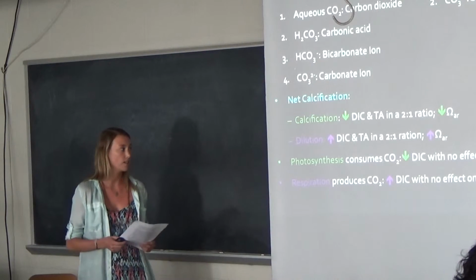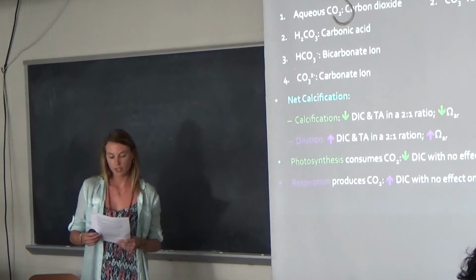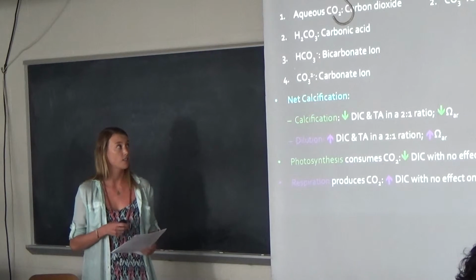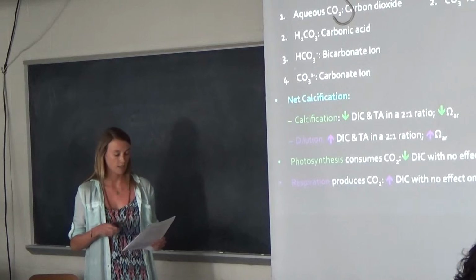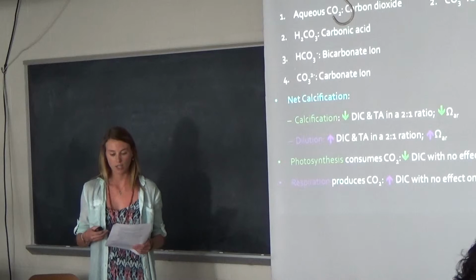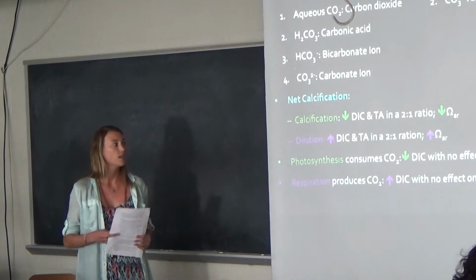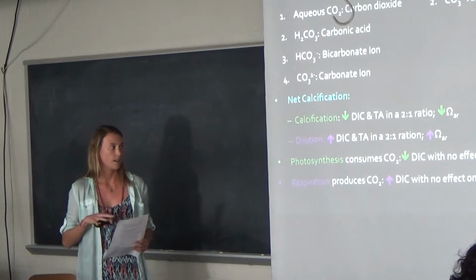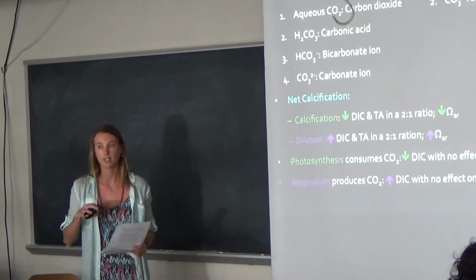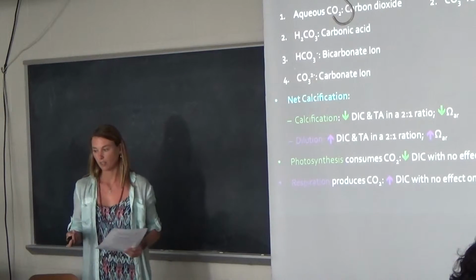Photosynthesis and respiration also affect DIC and TA. Photosynthesis and respiration only change carbon dioxide, so isolated changes in DIC with no effect on TA indicate that photosynthesis and respiration are changing seawater chemistry. So photosynthesis, as we all know, consumes CO2, so this is going to decrease DIC and not affect TA. And then it's also going to increase aragonite saturation because consuming CO2 is going to increase carbonate. And then in respiration, the reverse happens.